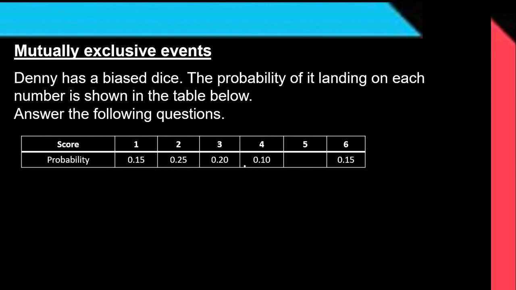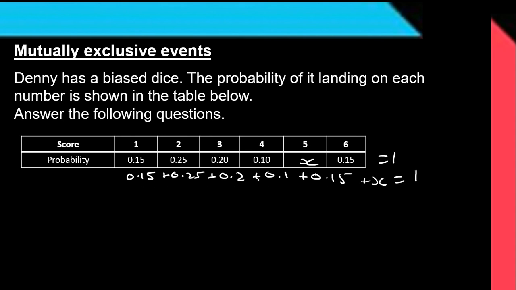Well, we know the probabilities have to add up to 1, which means if I add all my probabilities together, I should be able to work out what my missing number is. So if I add them together, I'm going to have 0.15 plus 0.25 plus 0.2 plus 0.1 plus 0.15. I'm going to call this x for now because it's an unknown number. We don't know what that is, but it has to equal 1.